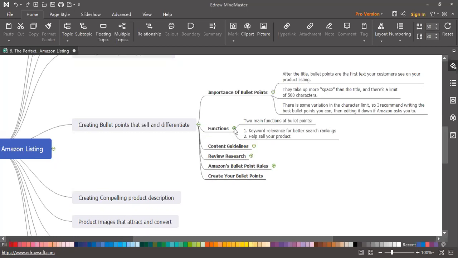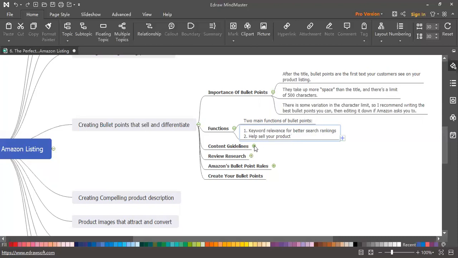The two main functions of a bullet point. Number one, it helps sell your product to the potential customer, and also it gives keyword relevance for better search ranking. This is somewhat the opposite of the title, where the title is more about keyword ranking than benefits.